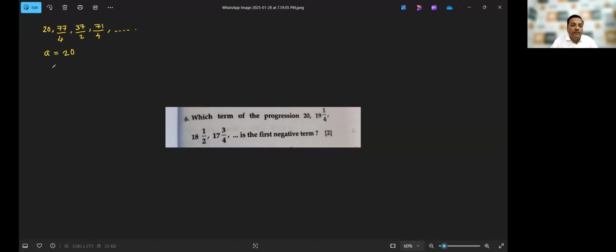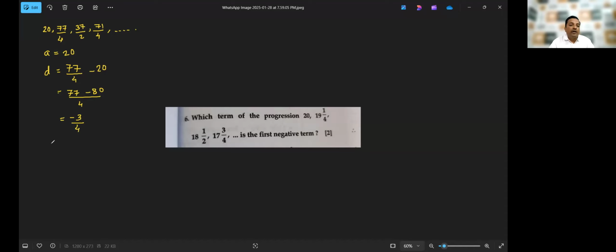Then we have to find the difference. Difference is D, that is the second term, 77 by 4 minus 20. Then we'll do the LCM. 4 goes here, 77, 4 twenties are 80, divided by 4. So the difference is minus 3 by 4.